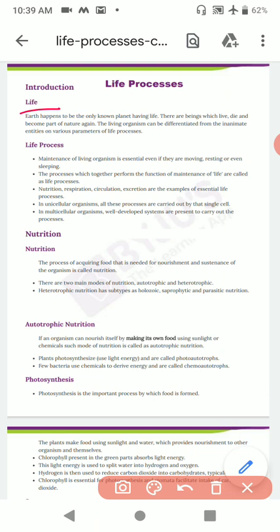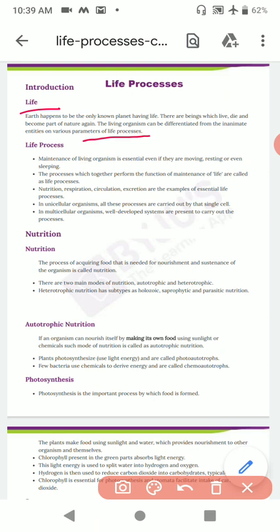Beings stands for the organisms. There are beings which live, die, and become part of nature again. The living organisms can be differentiated from the inanimate entities on the basis of various parameters of the life processes.